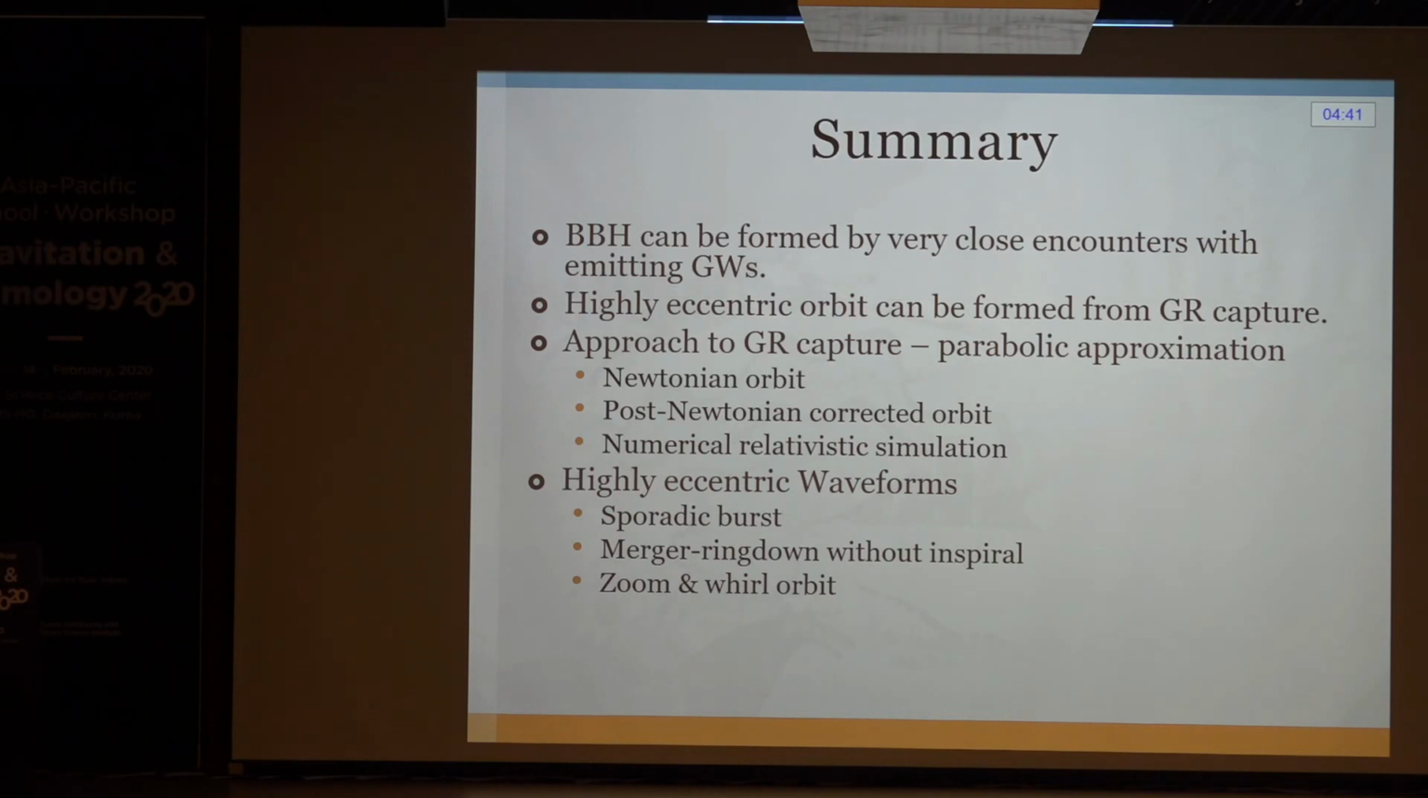On your plot where you compare the post-Newtonian corrected orbit to the Newtonian orbit, where you have the perihelion precession, is that post-Newtonian corrected orbit just the leading order post-Newtonian correction, or have you added many orders? For the orbit, up to 2.5 post-Newtonian. Up to 2.5? Yeah, and following that, I just use the quadrupole formula.